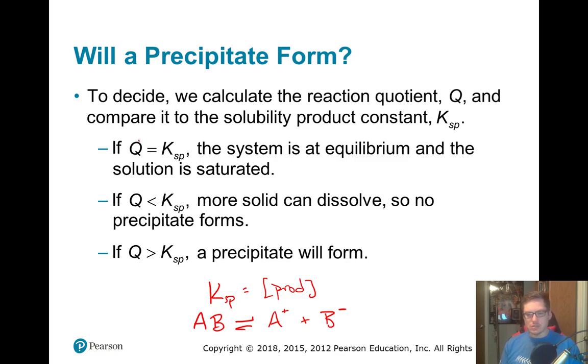So these are pretty easy. You look at your K values, calculate your Q, right? Plug them in. If your Q is bigger than your K, you're going to get a precipitate. Anything less than that, you're fine.